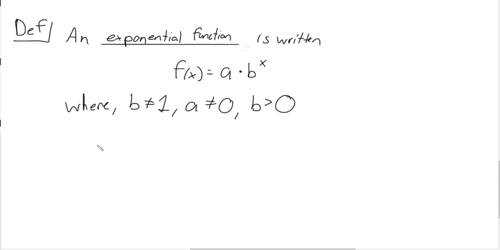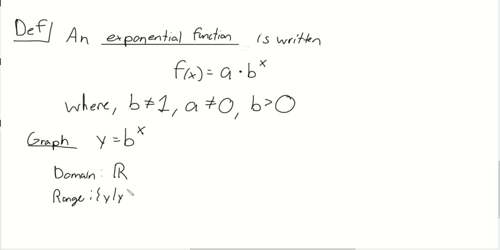So when we graph this function, call it y equals b to the x, our domain is all real numbers. Our range, we said before, was y is greater than 0. Where was our asymptote? When y equals 0, or you're going to say the x-axis.